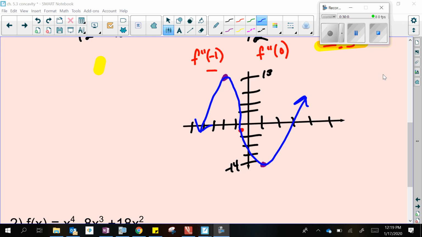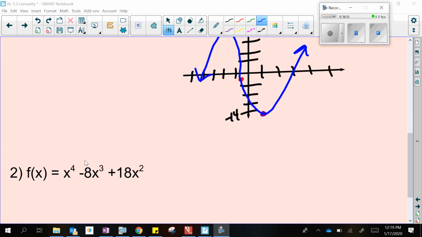All right, I want you guys to try that on the next one. This one is an x to the fourth. So instead of me talking through the whole first derivative, I want you all to go ahead and do the first derivative, try to take it from start to finish, okay? And then we'll go over it.